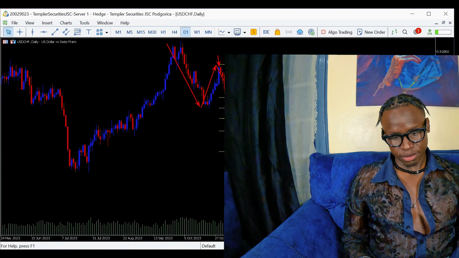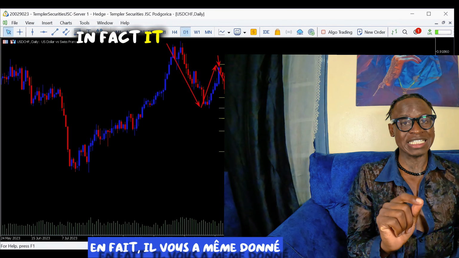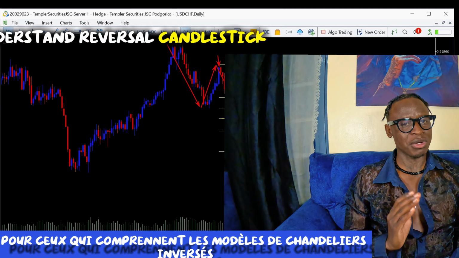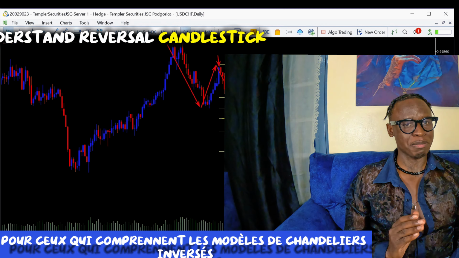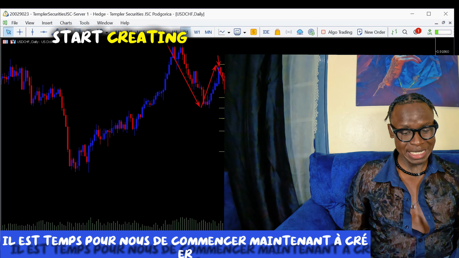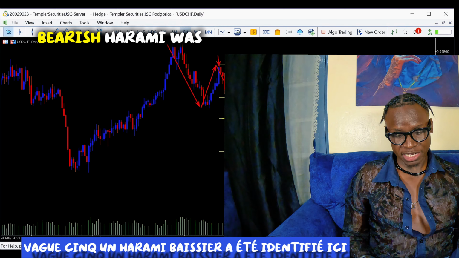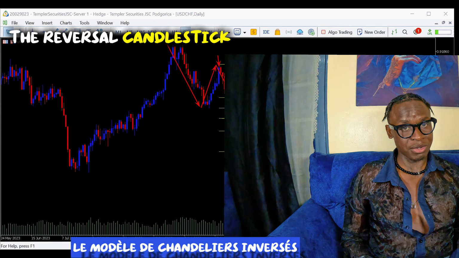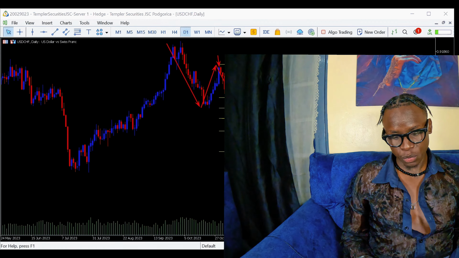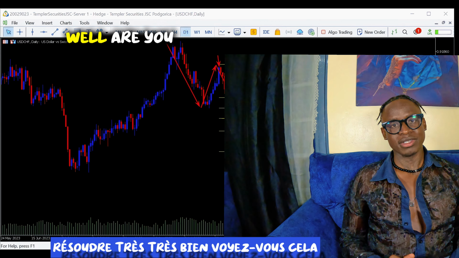You see, in fact, it has just gone to the zone that we've just talked about as far as our Fibonacci retracement is concerned. We see here it went and tested 38.2 but chose to reverse within 23.6. In fact, for those who understand reversal candlestick patterns, it gave us a bearish harami. A bearish harami is what told us that it's time for us to start creating wave 5. A bearish harami was identified over here, the reversal candlestick pattern, and then what did the market do? Sold very, very well. Are you seeing that?